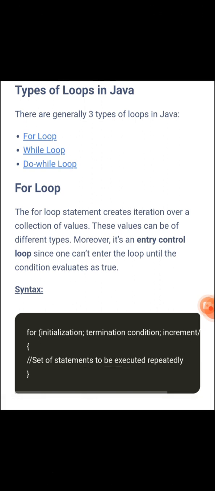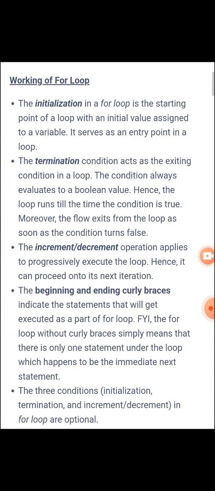So what is the working of this loop? Firstly, initialization step. It is the starting point of the loop. Here you will give the starting point, like i is equal to 1. Okay, the initial value will be your entry point. If this is true, i less than equal to 10, then your further steps will be executed.